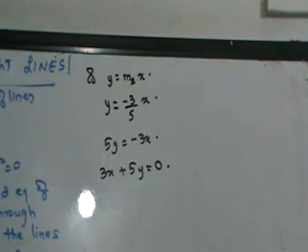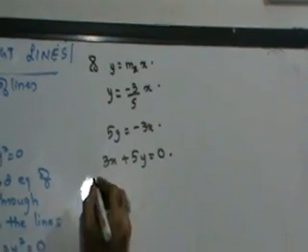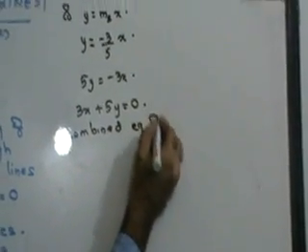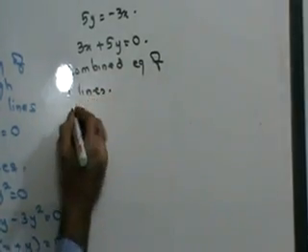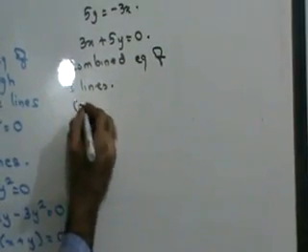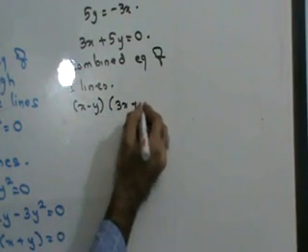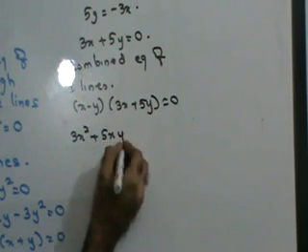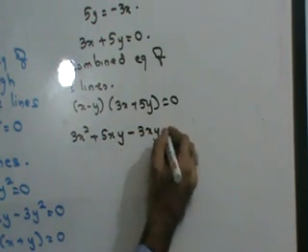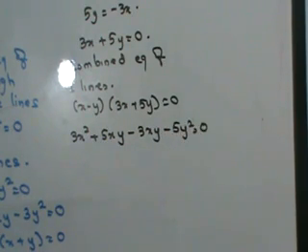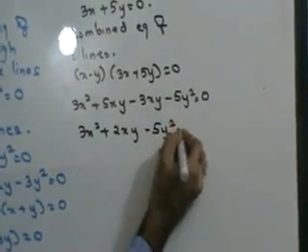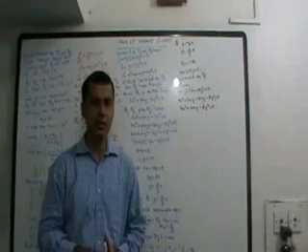Once I know the separate equation of the perpendicular lines, I can find out the combined equation of perpendicular lines, which is going to be nothing but x minus y into 3x plus 5y is 0. So you will get 3x square plus 5xy minus 3xy minus 5y square is 0. So 3x square plus 2xy minus 5y square is 0. This will be the combined equation of the perpendicular lines. Let's stop here for the day. Thank you very much.